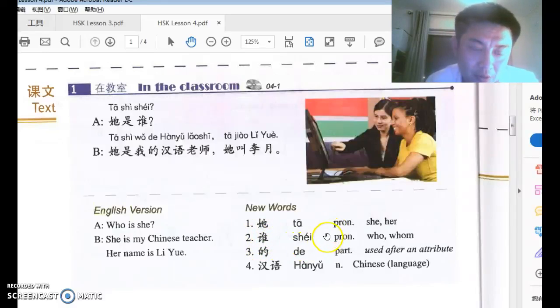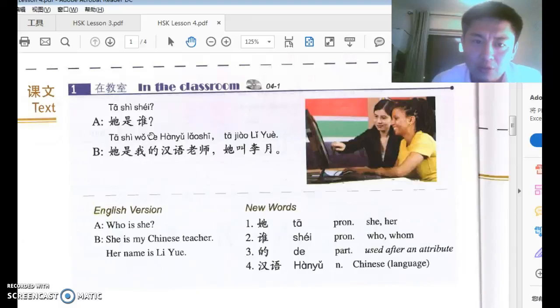Okay, now let's move to conversation number 1. There's one new vocabulary word, 谁, second tone, 谁, who or whom. In this sentence, 他是谁, who is she. But literally that means she is who, so some people are getting really confused now, right?